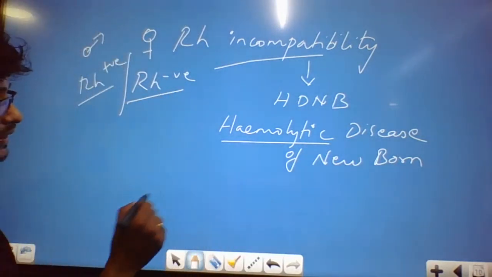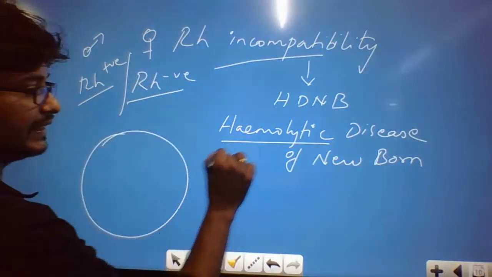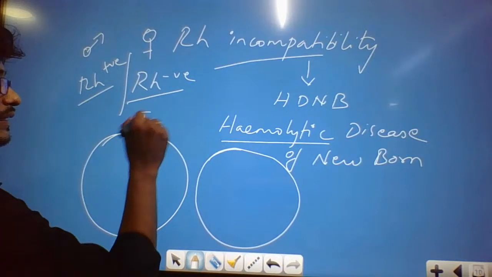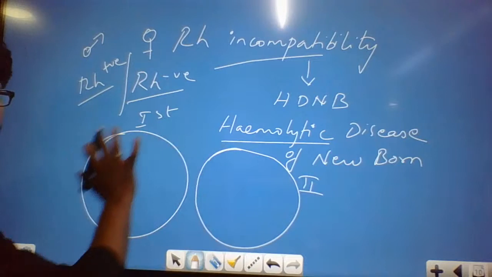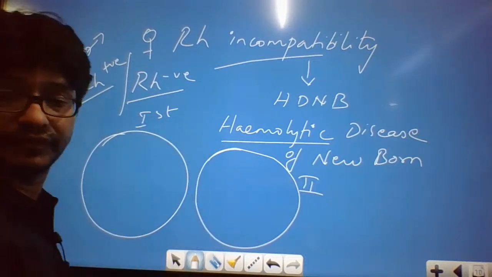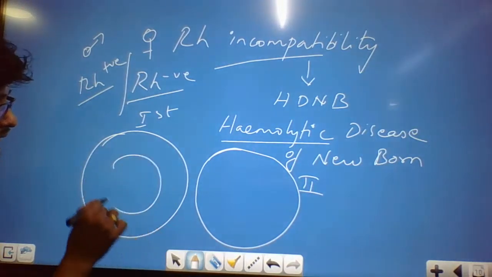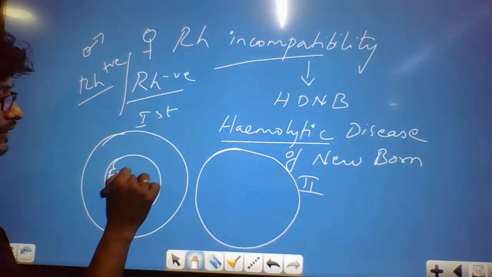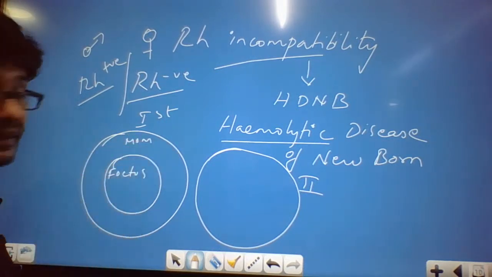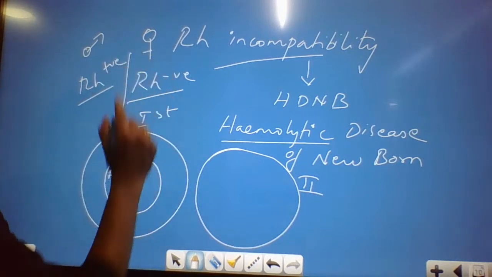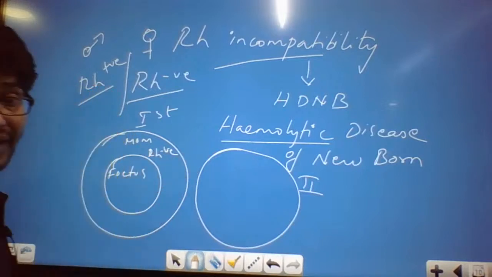Now what happens, you see this condition. This is the first pregnancy, and this is the second pregnancy. For example, assume there is a pregnant woman. This is the first pregnancy, this is the mom and this is the fetus. I have already said the mom is RH negative, but the father is RH positive.